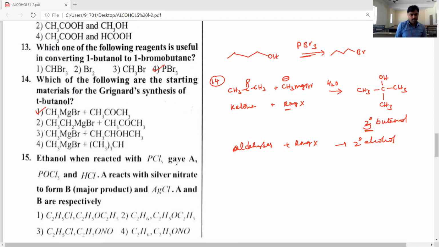Ethanol reacts with PCl5, gives A, and another product is POCl3 and HCl. The A also reacts with silver nitrate. What is the major product, they are asking. Okay, students, it's very, very important.